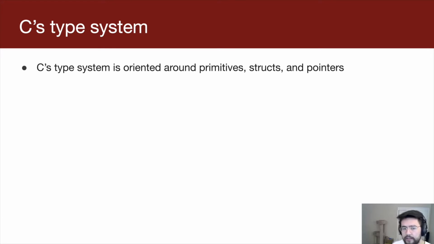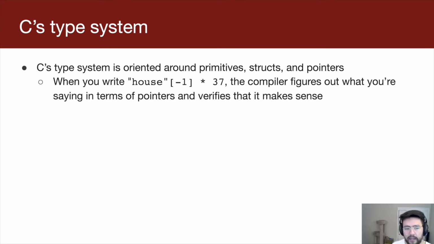Not a whole lot else. That's basically it. And when you write house[-1] times 37, the compiler tries to figure out if what you're saying makes sense in terms of pointers and multiplication and numbers. And it verifies, hey, yeah, that makes sense. This string house is just a pointer. You know, it's kind of an array in some sense. Arrays and pointers are somewhat interchangeable in C.